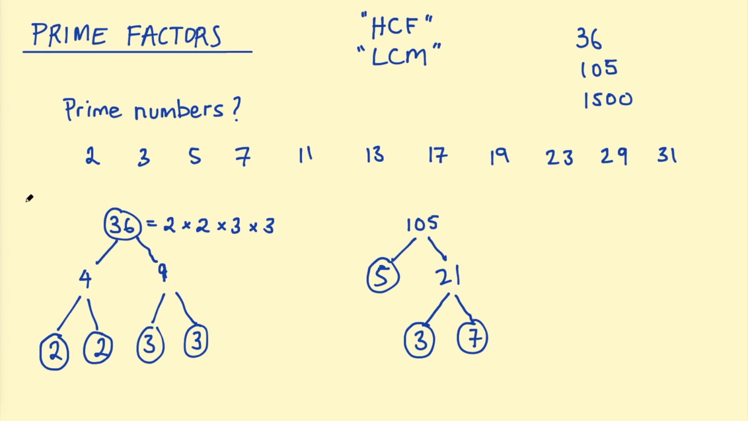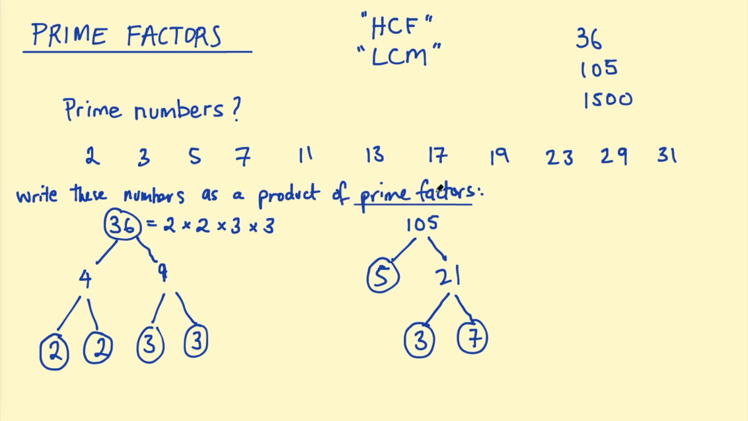Again, a typical question here would look like this: write these numbers as a product of prime factors. So this is what the question would look like, and this is what you need to do. So 105, we can now say, is 3 times 5 times 7. And notice I order the numbers from lowest to highest. This is just a good practice to have.